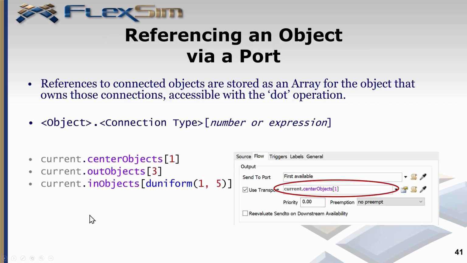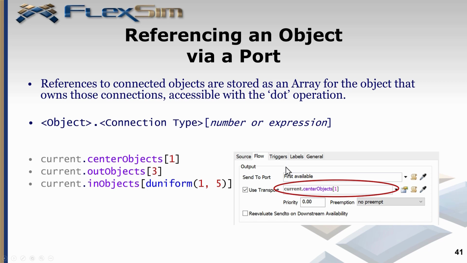We also need to know about referencing objects via a port number. References to connected objects are stored as an array for the object that owns those connections, accessible with the dot operation. So this is what the format looks like. You'll have the object itself with the connectors, the port connections, and then you say dot, and then what type of connection it is, whether it's a center object or an out object or an in object, and then brackets, and the number or an expression that returns a number will be the port number.